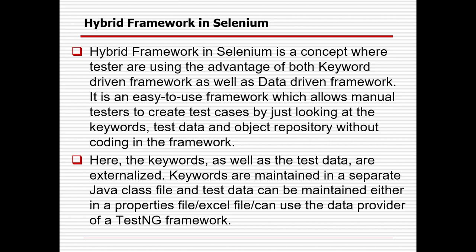Here the keyword as well as the test data are externalized. Keywords are maintained in a separate Java class file, and test data can be maintained either in a properties file, Excel file, or data provided in a test engine framework. So in the keyword driven and hybrid framework, we will be creating a properties file where we will be placing all our important properties, like the URL, in case you are giving an implicit timeout. Apart from that, all the properties for your XPath, CSS or other stuff.